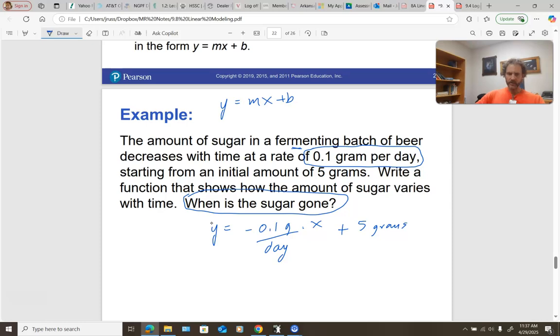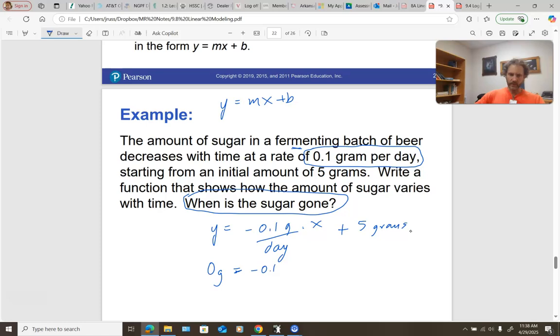Okay? So this one's a little different. So when is there 0 grams of sugar? Okay? So in other words, instead of plugging a value in for x and evaluating this to see what that corresponding value of y is, now we're plugging a value in for the dependent variable, and we're going to try to figure out what's the value for that independent variable. In other words, how many days will it take for all of the sugar to have completely fermented?